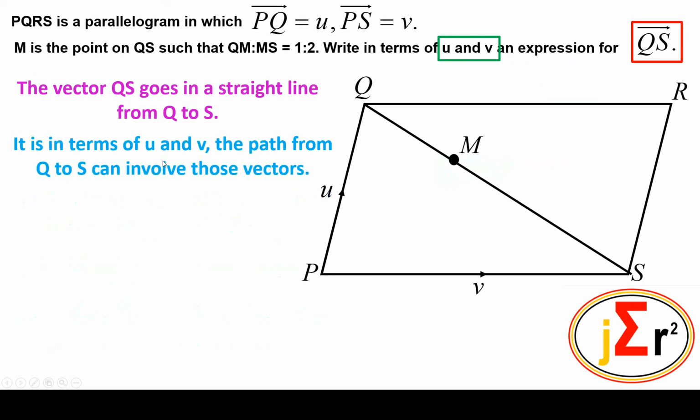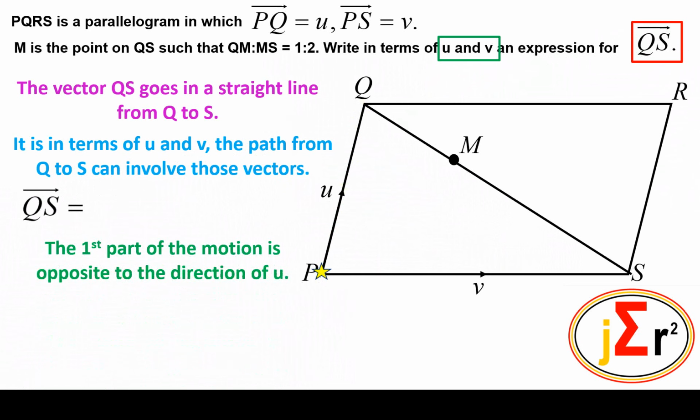So let's go straight ahead. In terms of U and V, the path from Q to S can involve those vectors, the vector U and the vector V. Those vectors are the ones that we are speaking specifically of. Now, for the first part of QS, we will go from Q to P. So we go from Q to P, then we'll go from P to S. And that will be the same movement as from Q to S.